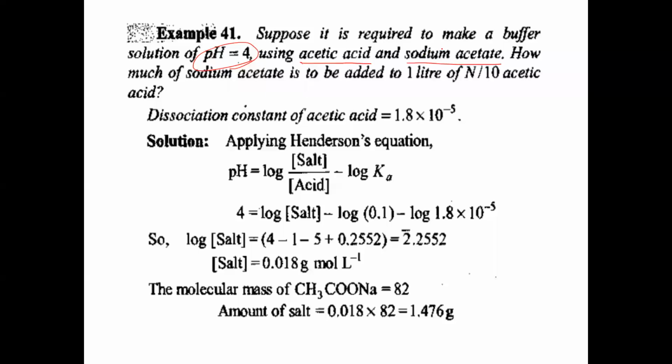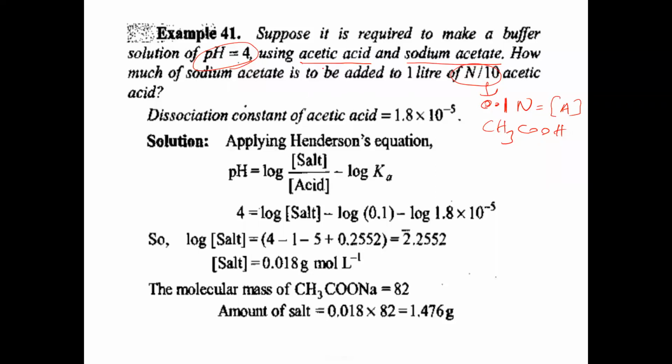And how much sodium acetate is to be added to 1 liter of 1/10 normal? 1/10 normal means what? 0.1 normal. Normality is given what? 0.1 normal. So 0.1 normal CH3COOH. It is concentration of what? Acid given. Concentration of acid. This is equal to concentration of acid.